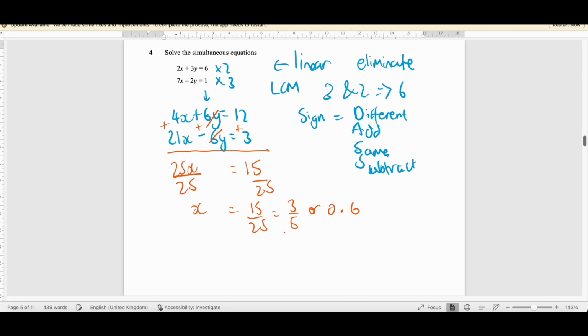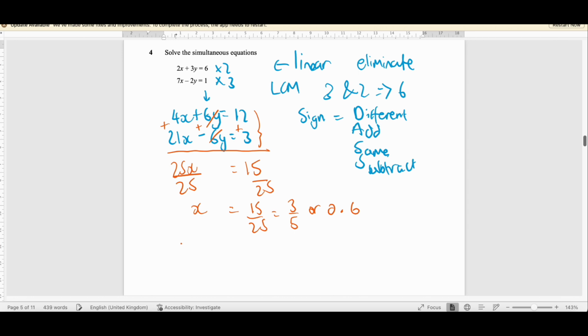So then once you've got a value of one letter, you substitute it back in to find the value of the other. So we'll use the top equation because the coefficients are a little bit smaller. Remember, when substituting back in, you don't have to use these ones because they've been multiplied, so it'll be a bit harder because you're multiplying by a larger number, so you use the original ones.